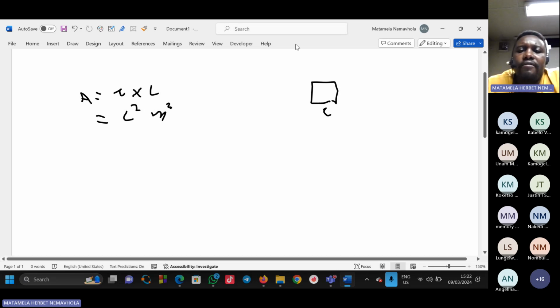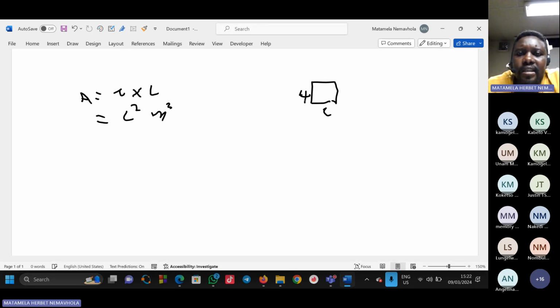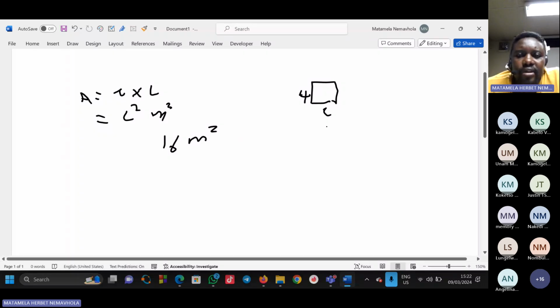So for the area of a square, you just have to multiply. They will give you one number and tell you that this is a square. Maybe they say it's 4. So you just say 4 times 4, and you're going to get 16. Then if it's in meters, you're going to say it's 16 meters squared. That's how you calculate the area of a square. It's very simple, you just have to remember the formula.